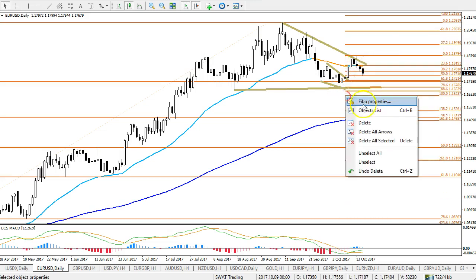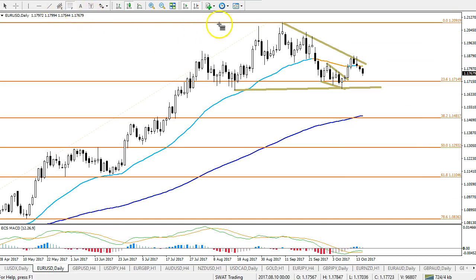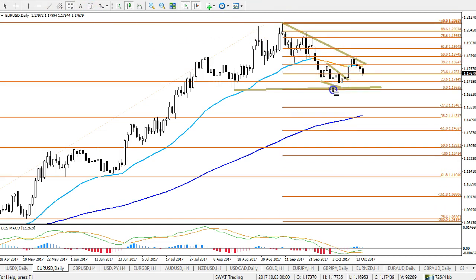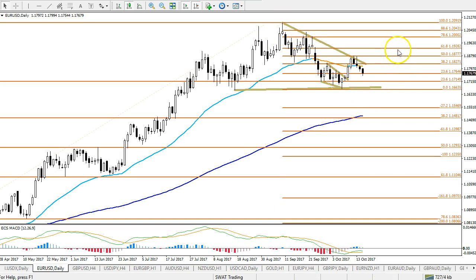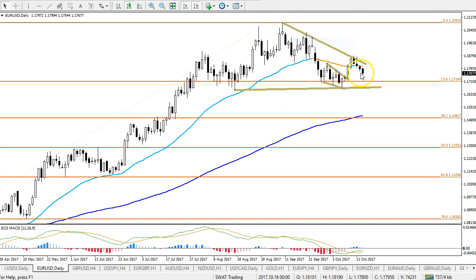Or I could put the fib the other way around, put it on this particular swing, and look for the same levels, 119.30 and 120. Those are resistance fibs of this particular swing. So let me take this one off again. All right, there we go.